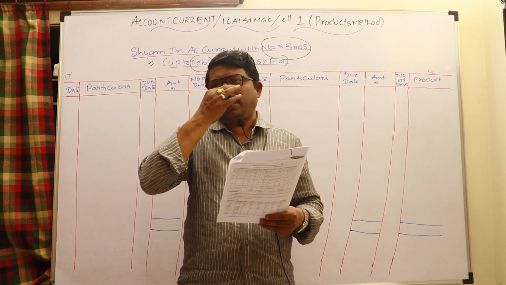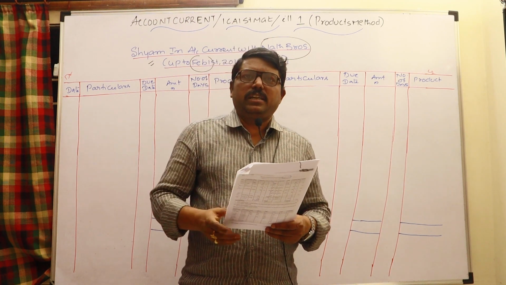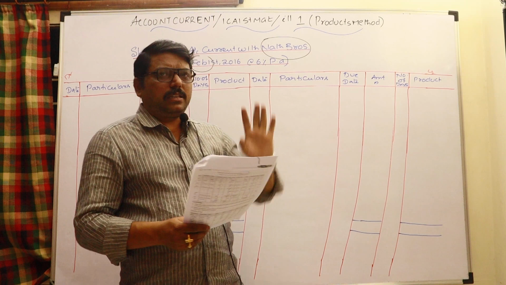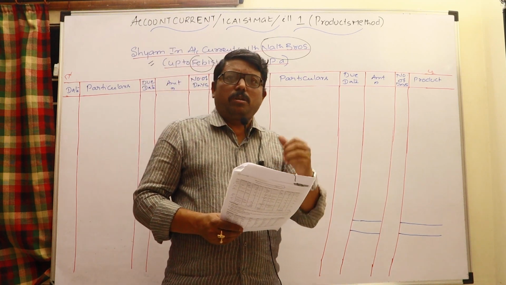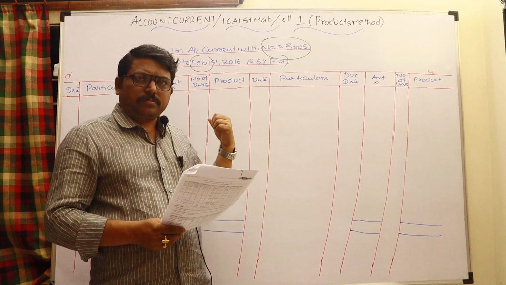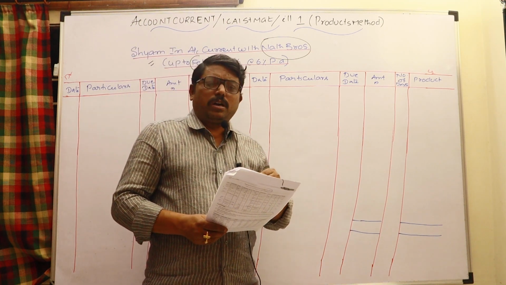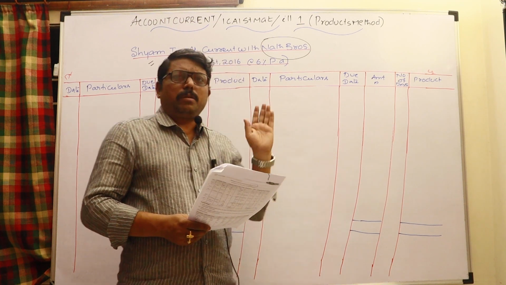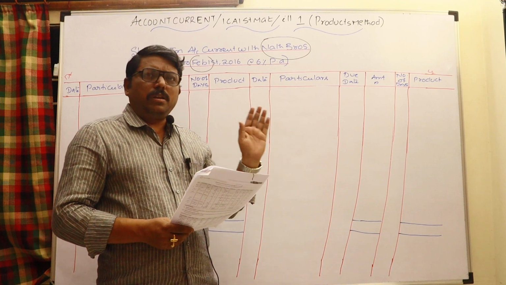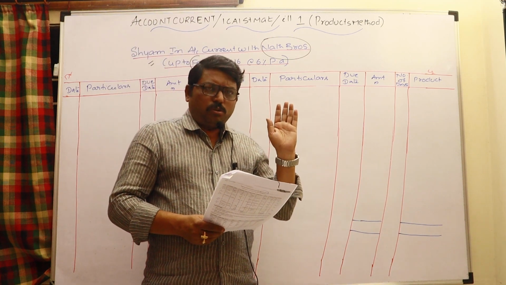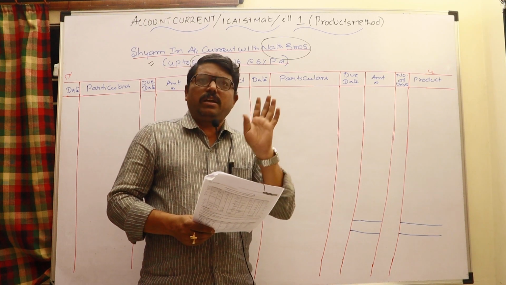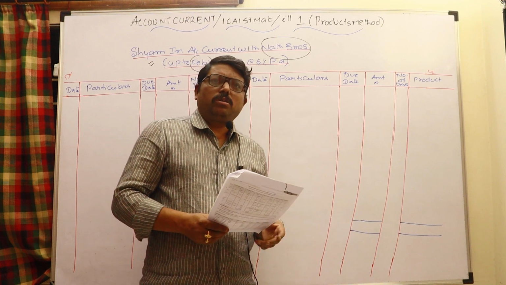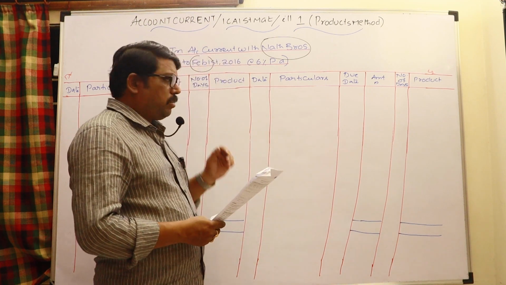Very importantly, how you put the heading is important. The person who prepares the account current, his name should be written at the end, and whose account current you are preparing, his name should be written at the beginning. Here we are preparing the account current of Shyam with Nath Brothers, so the heading will be Shyam in account current with Nath Brothers. While recording the transactions, you should behave like Nath Brothers and prepare the Shyam account, writing all the transactions into the Shyam account.